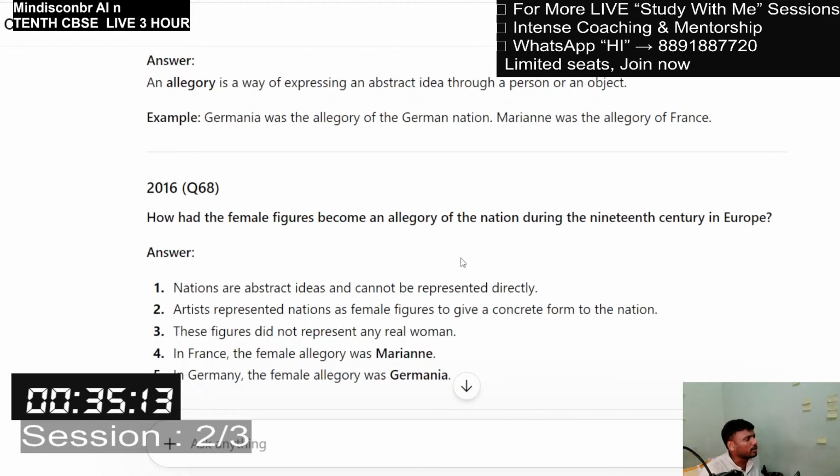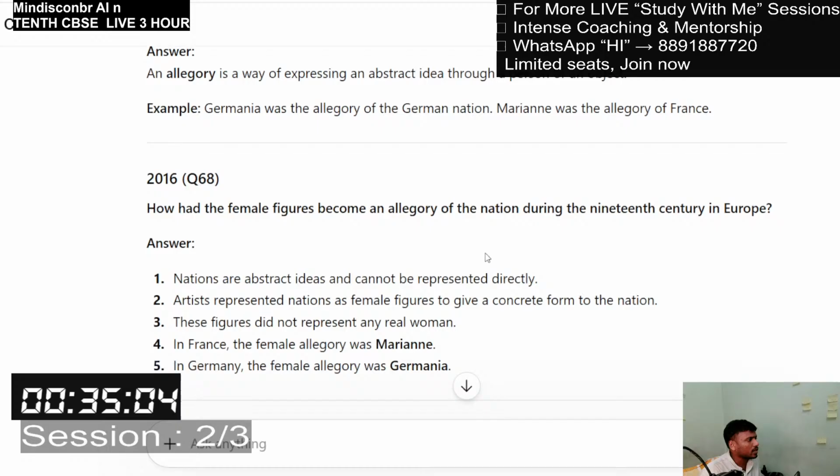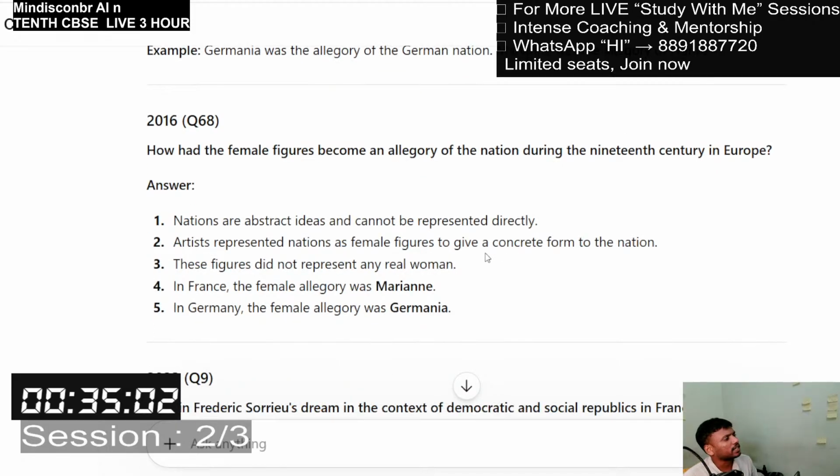How had the female figures become an allegory of the nation during the 19th century in Europe? Nations are abstract ideas and cannot be represented directly. Artists represented nations as female figures to give a concrete form to the nation. These figures did not represent any real woman. In France, the female allegory was Marianne. In Germany, the female allegory was Germania.